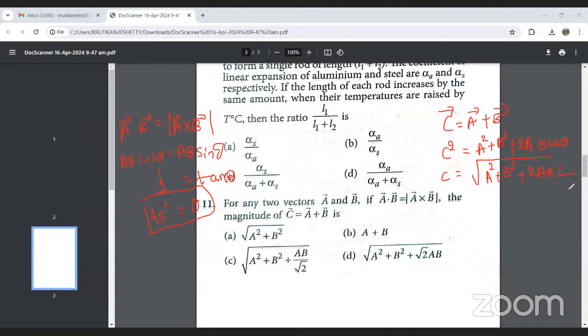So cos 45, you all know, is 1 upon root 2. Right? So 2 can be written as root 2 into root 2. Then root 2 cancels. What remains? C is equal to under root of A square plus B square plus root of 2 into AB. Option D is the correct answer. Yes, students. Yes, understanding?